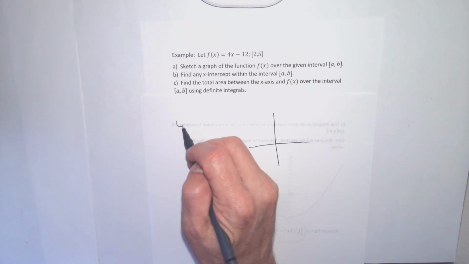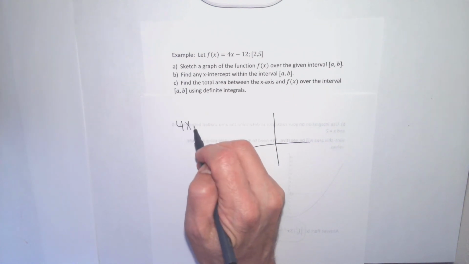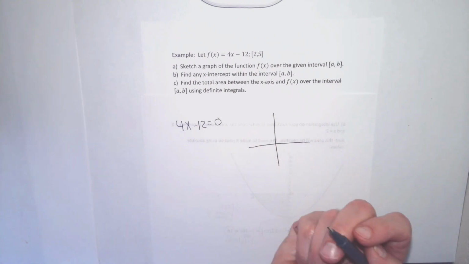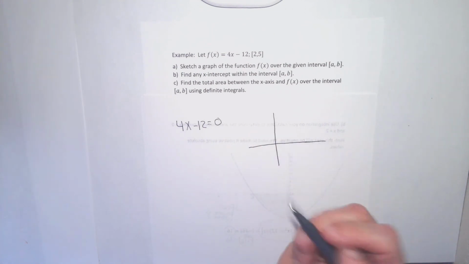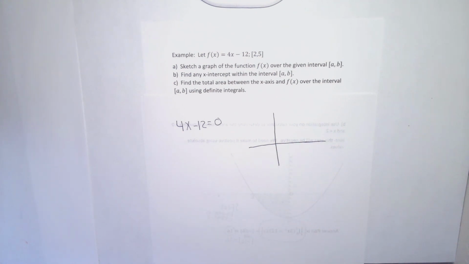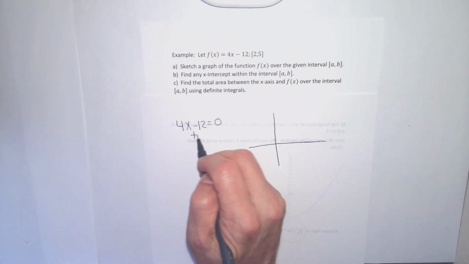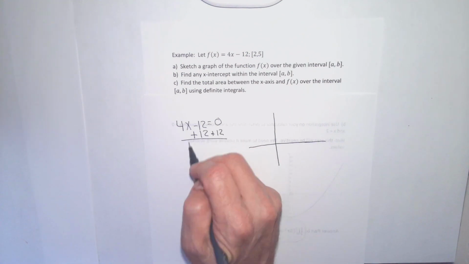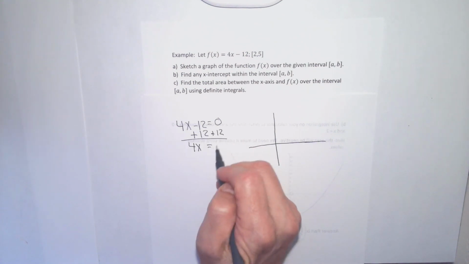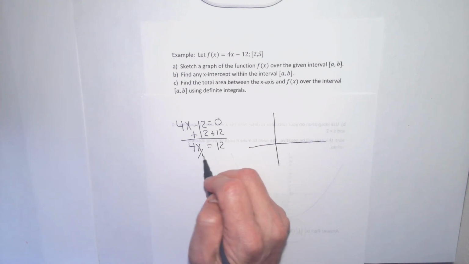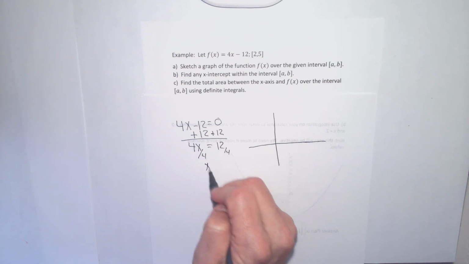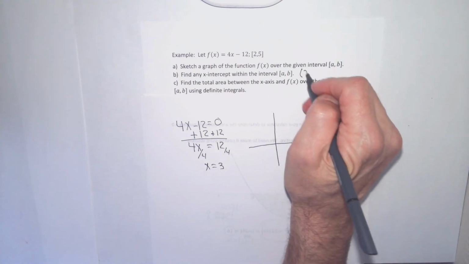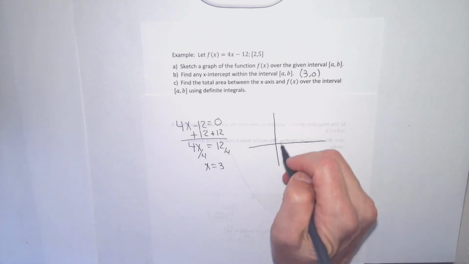I find the x-intercept in part B by just taking the function and setting it equal to 0. This is going to tell me where the graph crosses the x-axis. That's a big important point because that point's going to come in both of my integrals. So algebraically, the x-coordinate of the x-intercept is 3. So the x-intercept is the point (3, 0).